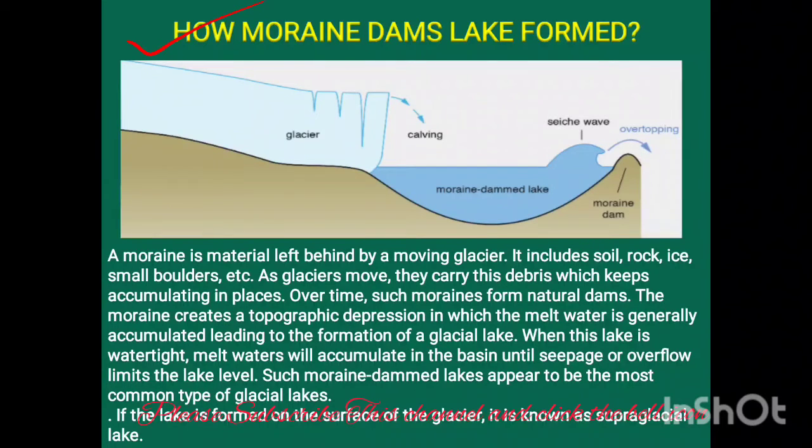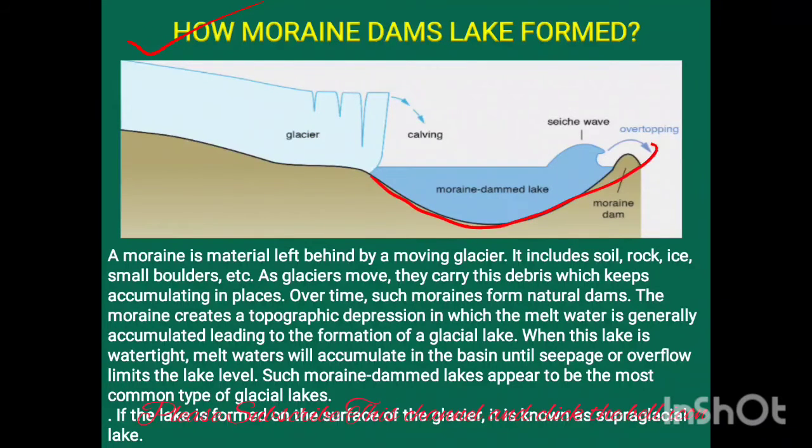Here is how moraine dams or lakes are formed. See, in this picture, I am trying to show that due to the erosional process of glaciers, the sand, rocks, soil, ice, and small boulders move here and are deposited in this region. They carry these debris, which keep accumulating in a place. Over time, such moraine forms natural dams, and due to the deposition over time, they become this shape.